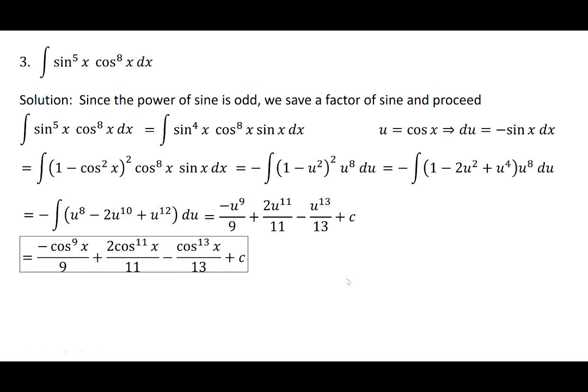Logically, what's the next thing? Both sine and cosine have even powers. That's what we need to do. But before we get to that special case, I have to ask you to recall some important trig identities. Did you remember this one? Cosine 2x is cosine square x minus sine square x.